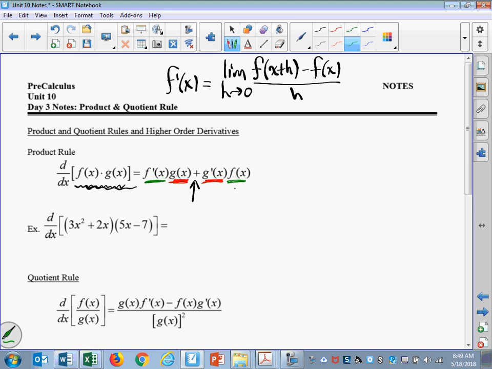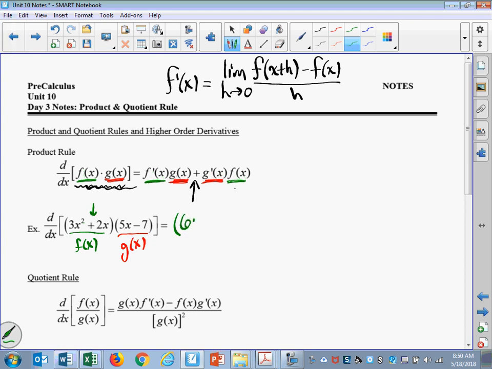So let's actually do an example. Here, I'm going to underline this one and call this one f, and I'm going to underline this one here and call this one g. Okay, so now the rule says that f gets the derivative first. So let's take the derivative of this first. That's going to be 6x.